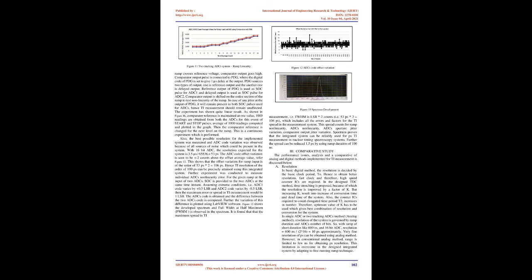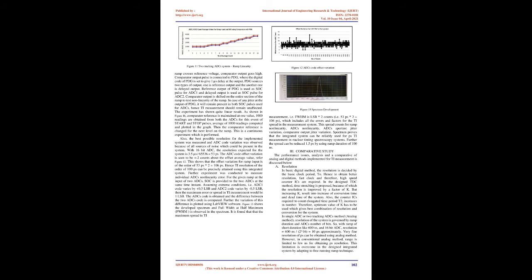Also, the best possible resolution for the implemented system was measured and ADC code variation was observed because of all sources of noise which could be present in the system. With 16-bit ADC, the resolution expected for the system is 3.5 µs/65536 equals 53 ps. The ADC code offset variation is seen to be ±2 counts about the offset average value, refer figure 12. This shows that the offset variation for ramp input is of the order of 53 ps*2 equals 106 ps. Hence Ti resolution of the order of 100 ps can be precisely attained using this integrated system.